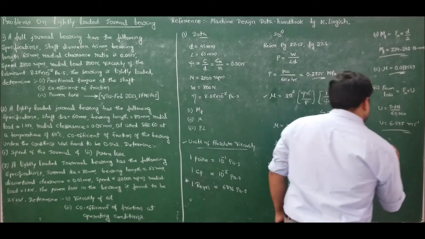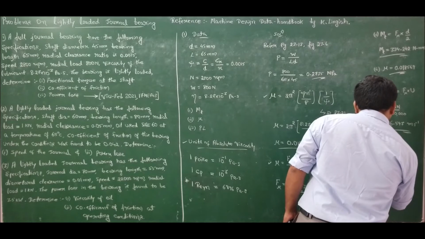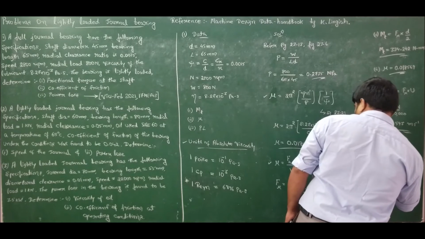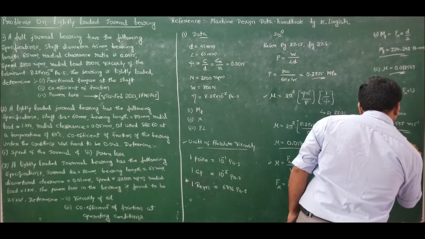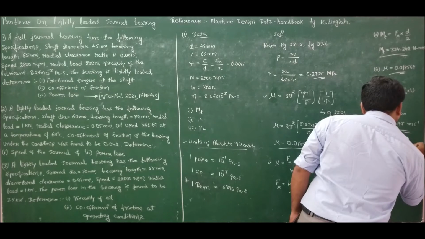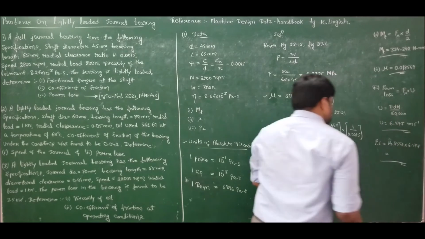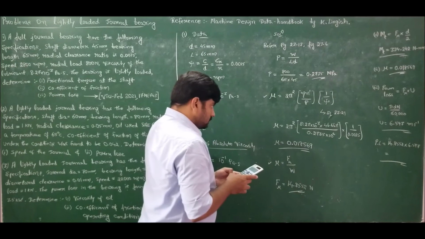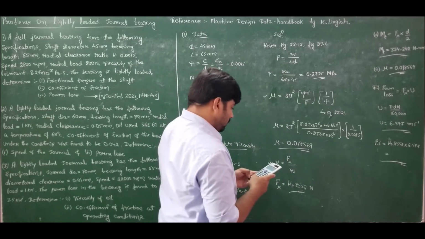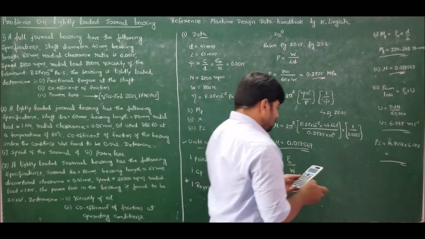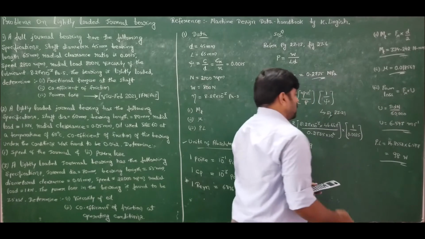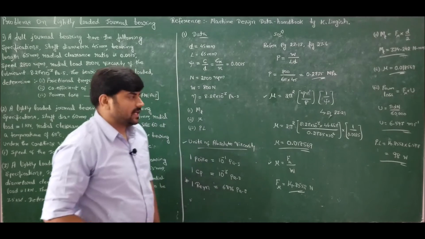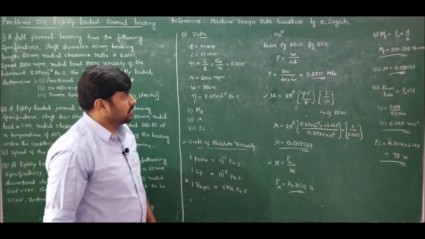So if I multiply these two, I will get power loss. So how much is power loss? Power loss will be 14.8552 into 6.597, which is nothing but 98 watts or 0.098 watts. So this is the solution for problem number 1.